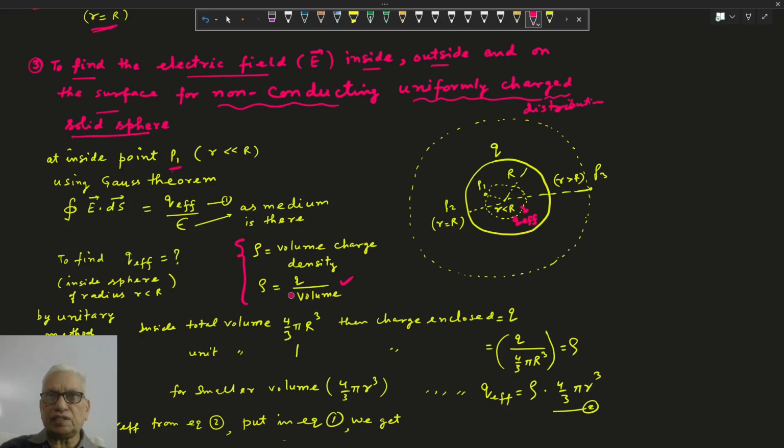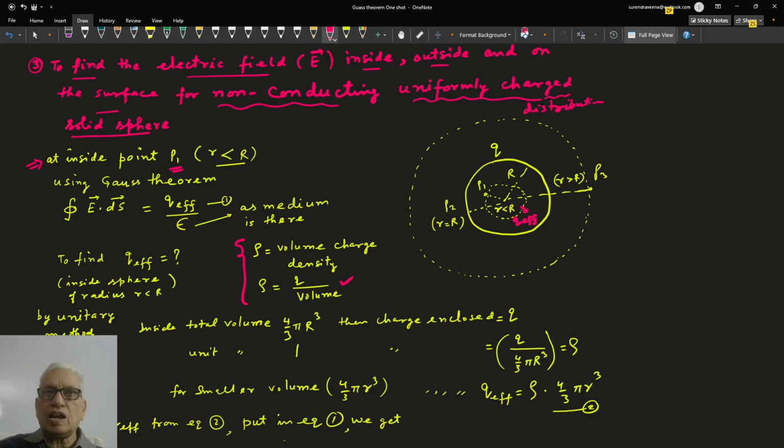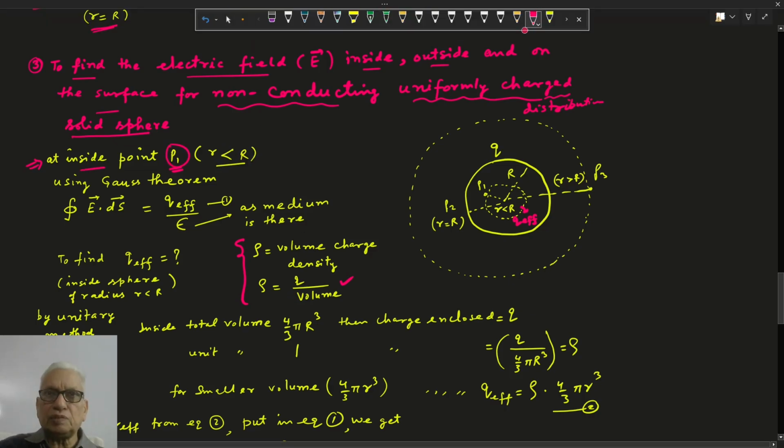At point P1, an inside point, small r is less than capital R. Small r less than capital R means an inside point. This is the variable radius. Capital R is the radius of the sphere, the non-conducting solid sphere. So at an inside point here, there must be some charge. You can find the effective charge inside by the unitary method.